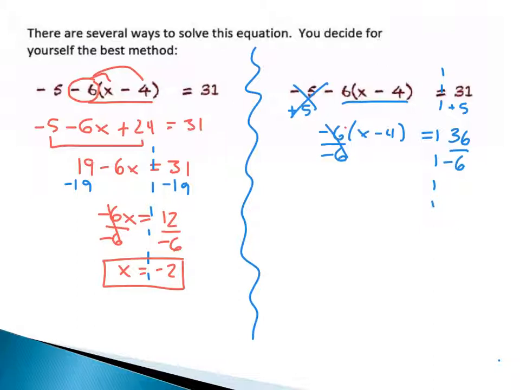What's left on the left side is I have now canceled this out. I'm left with parentheses x minus 4. But since this term went away, there's no reason for me to leave the parentheses, so I'm left with x minus 4. 36 divided by negative 6 is negative 6. Okay? And then lastly, I can add 4 to both sides, do my inverse operations, and I get x equals negative 6 plus 4 would be negative 2. And notice, both answers work.